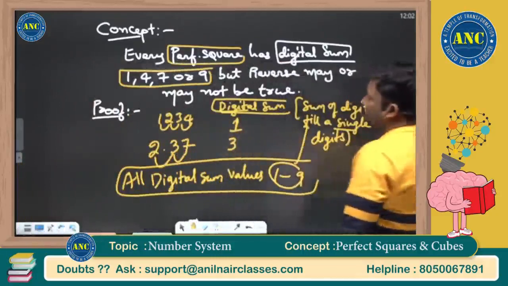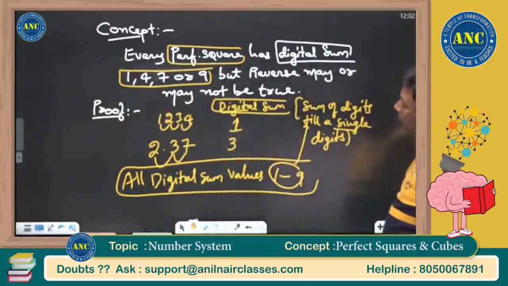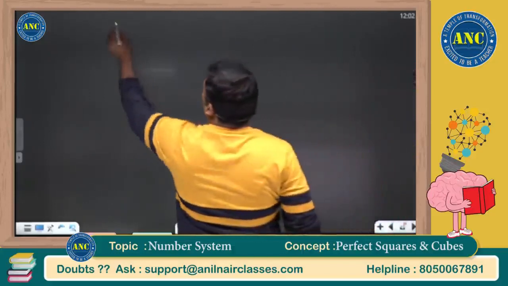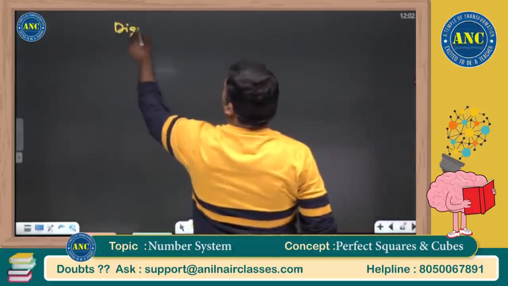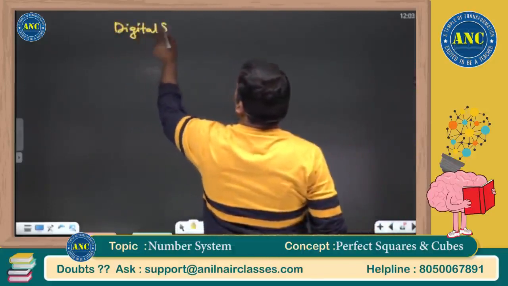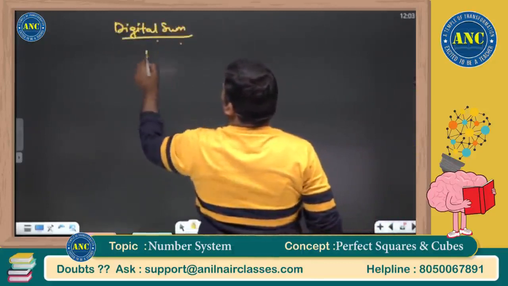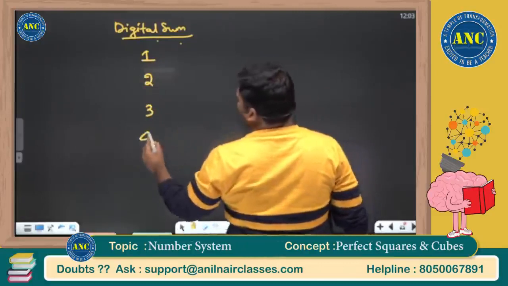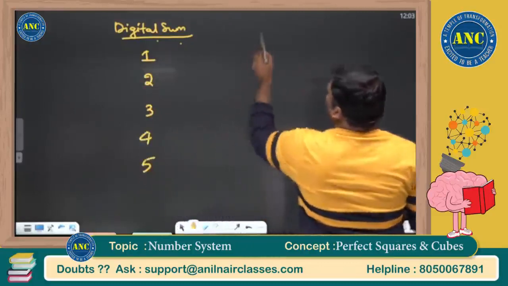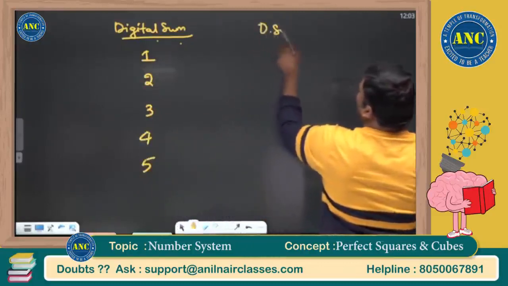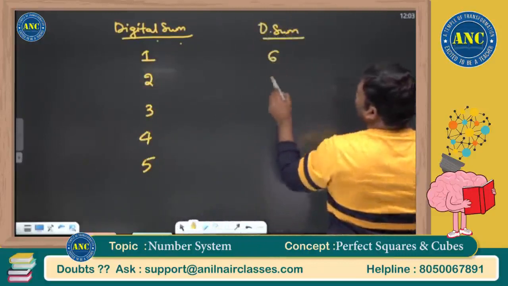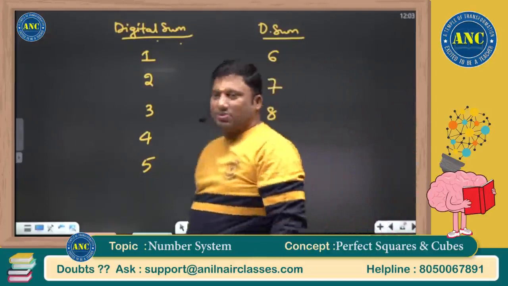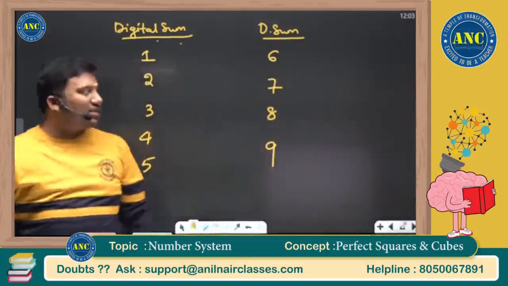The next slide is extremely important. Digital sum: what are all the various possible digital sums? Digital sum is nothing but the sum of the digits till a single digit is obtained. These are all the possible digital sums.